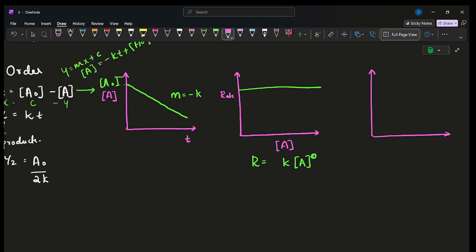So let's put concentration of products and time. So we know x is equal to kt. It's going to be a straight line through the origin.